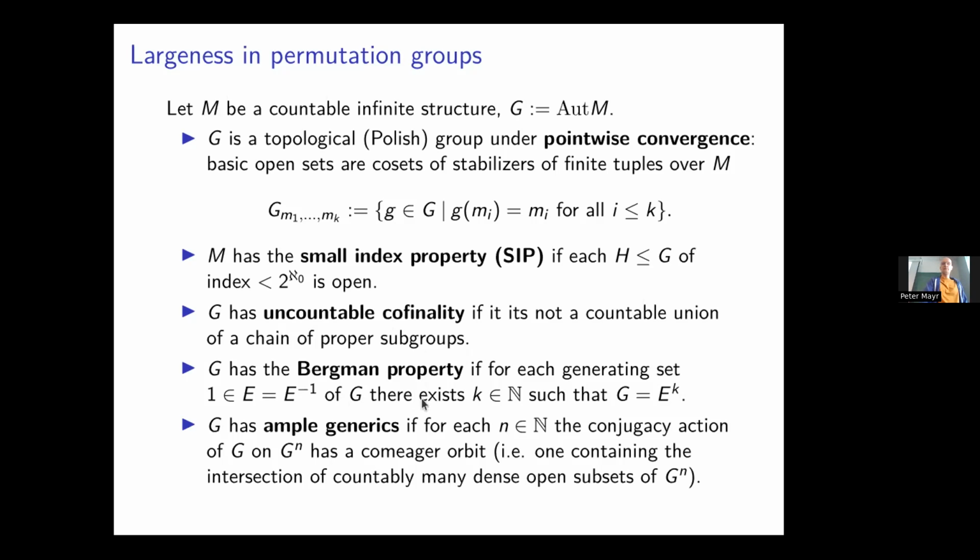A group G has the Bergman property if for any generating set for the group that contains the identity and is symmetric, in that it contains for every element also its inverse, there exists a natural number k such that G can be written as a product of k generators. Sometimes this is also called bounded width. It just means that you have a bound on the number of products that you need for generating all elements in the group.